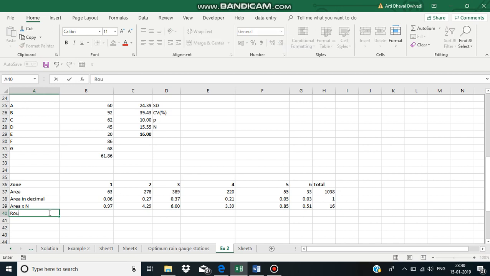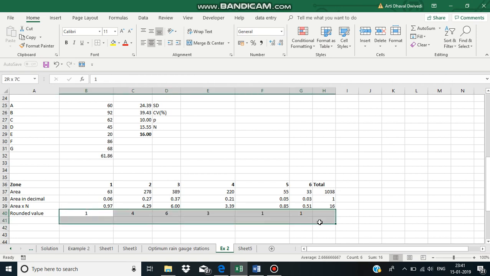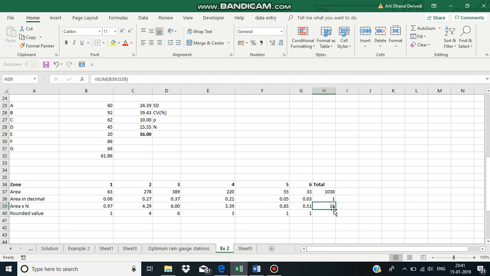Now rounded value, this will be rounded to 1, this will be rounded to 4, 6, 3, say 1, and 1 to 5, 11. 1 plus 4, 5 plus 6 is 11 plus 3 is 14, 15 and 1 more. 0.51 is rounded up to 1. So 16 rain gauge stations.